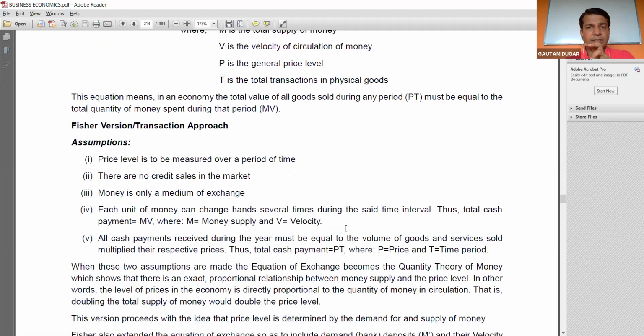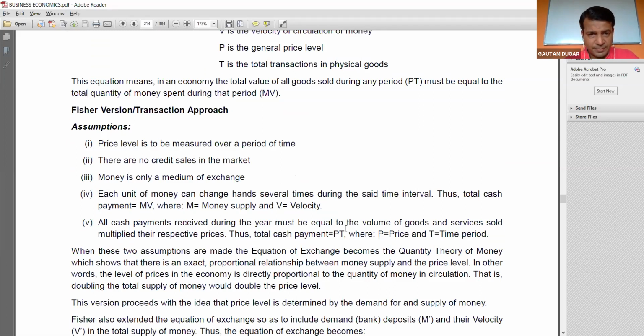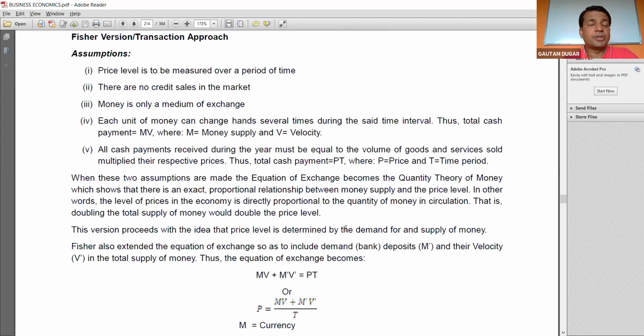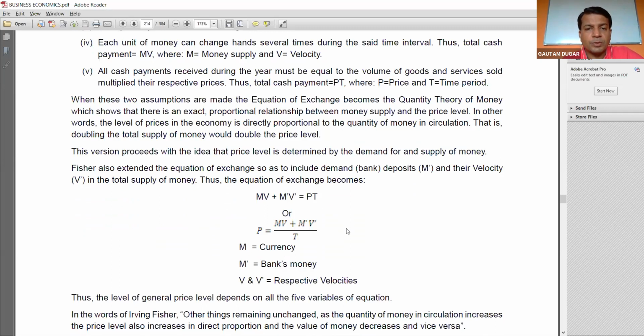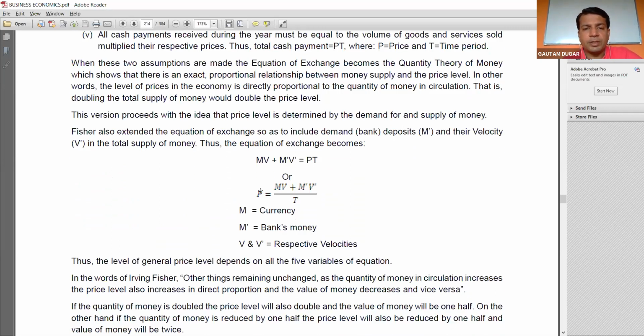So MV equals PT assumes only cash transactions, but there are also bank deposits. It's not only cash in the economy; it's also the bank deposits. So if that equation is modified to include bank money, it becomes MV plus M dash V dash equals PT. M dash is the quantity of bank money. V dash is the velocity of the bank money. So you have the main equation here: P equals MV plus M dash V dash divided by T, the price level.